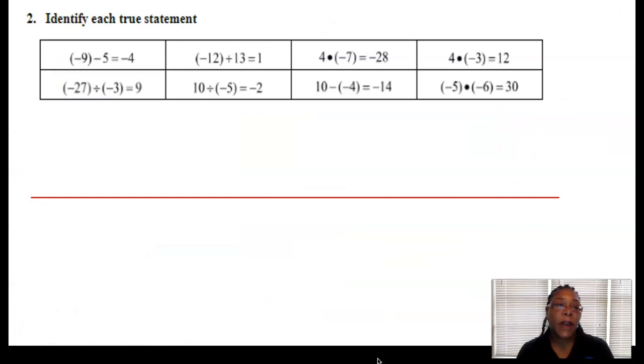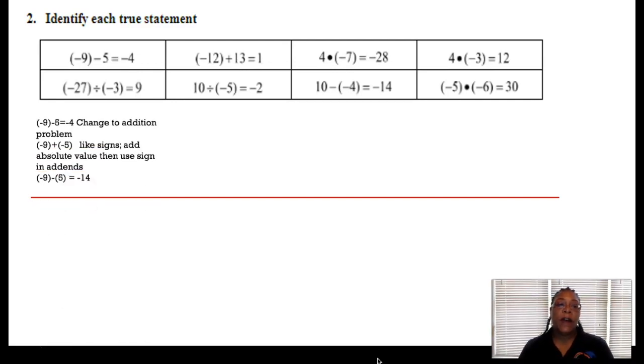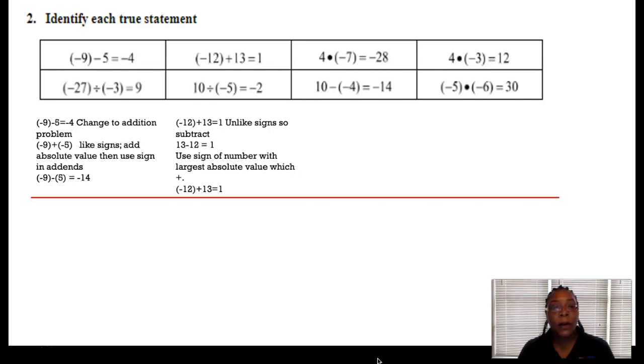So I'm going to identify each true statement. -9 minus 5 is equal to -4. I can draw it out. You can use the counters, you can use the number line, or you can just think about the integer rules, whichever is easier for you. I'm going to go ahead and look at the rules. So -9 minus 5 is equal to -4. I want to change it to an addition problem. So -9 plus -5, like signs, answer is -14. The statement is incorrect.